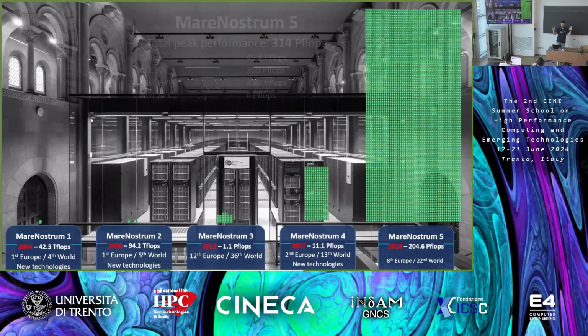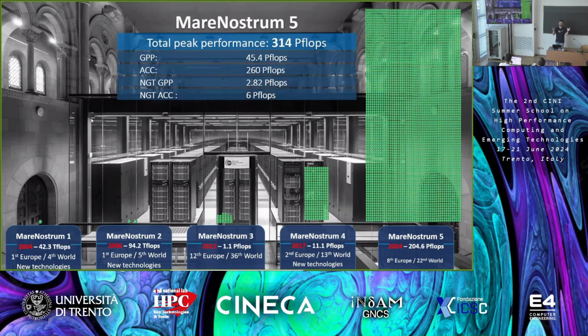BSC. Now, one thing that is important in BSC, as I said, we operate a supercomputer. We are in an HPC summer school, so let me just spend one slide saying the story of MareNostrum. So the nice thing are the green boxes. Okay, so we started with MareNostrum 1 in 2004, I think. I don't remember.